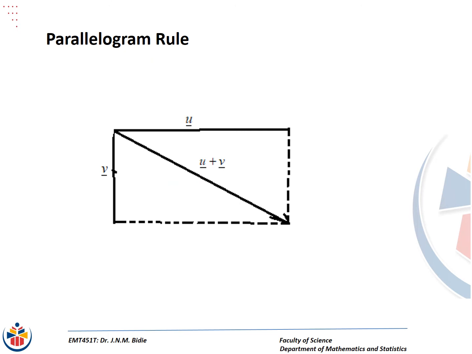Then we go to the parallelogram rule, which we need to remember from lower grades. The properties of the parallelogram: it has opposite sides equal and parallel. So if two vectors have the same initial point, then you can complete a parallelogram and get the resultant, which starts from the initial point of both vectors going towards the opposite corner of the parallelogram. That is our resultant.